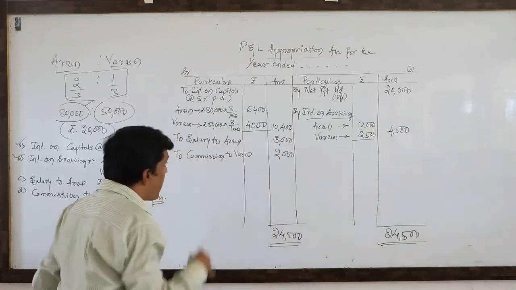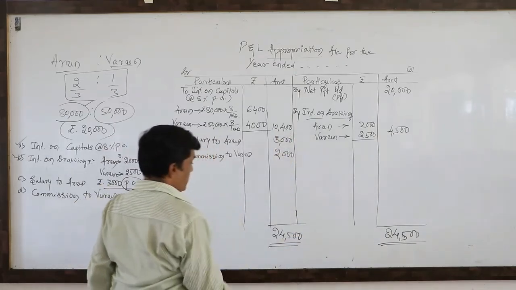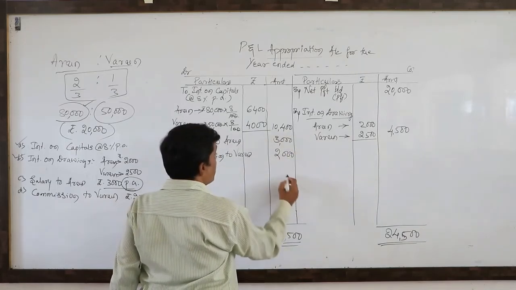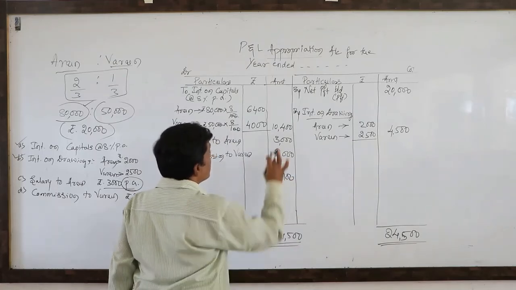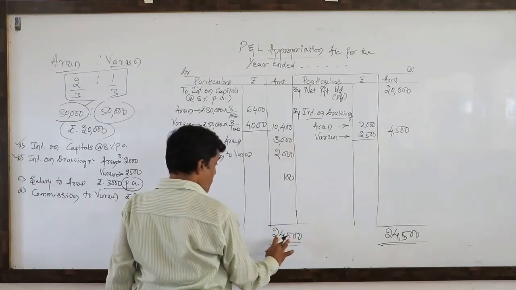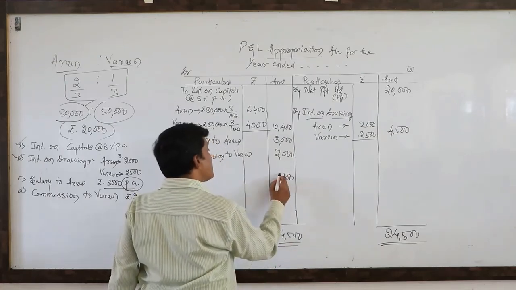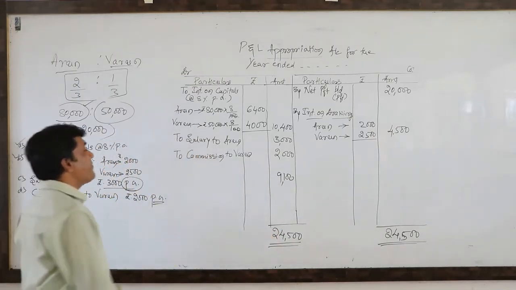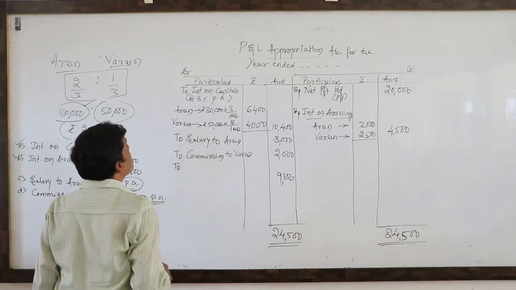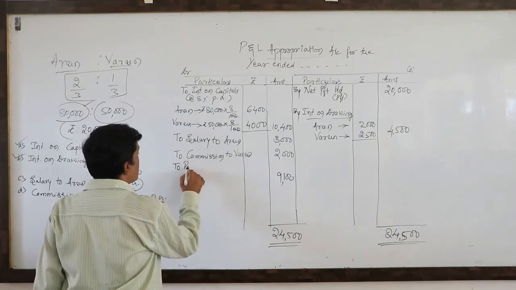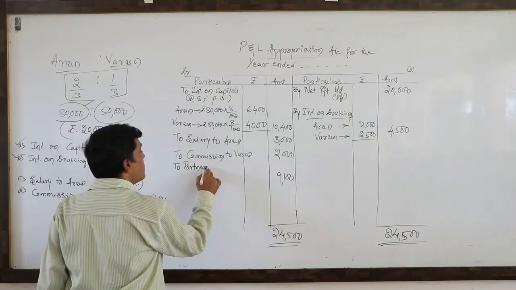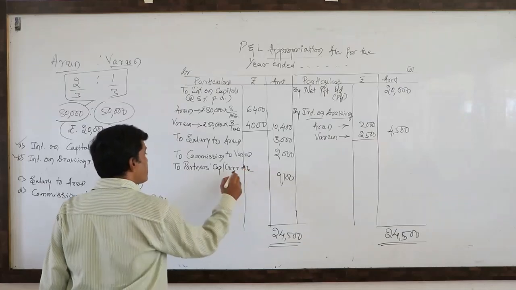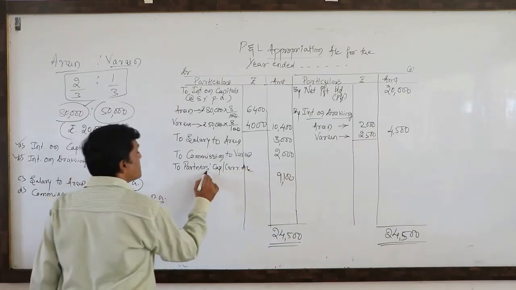From this 24,500, we need to deduct these balances. Here I am trying my best manually. 400 and 500, by adding 100 you get 500. 3 plus 2 is 5, 5, 4. 5 plus 9 is 14. So 9,100 is the appropriated profit. This profit is transferred to the partners' capital or current account.